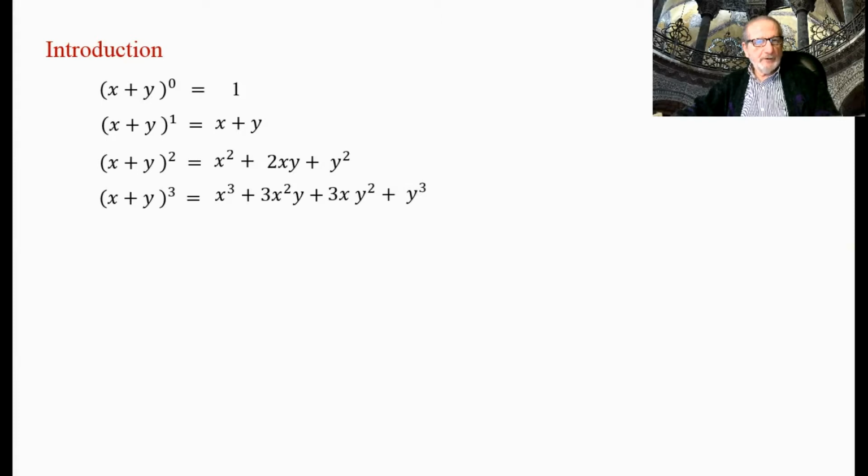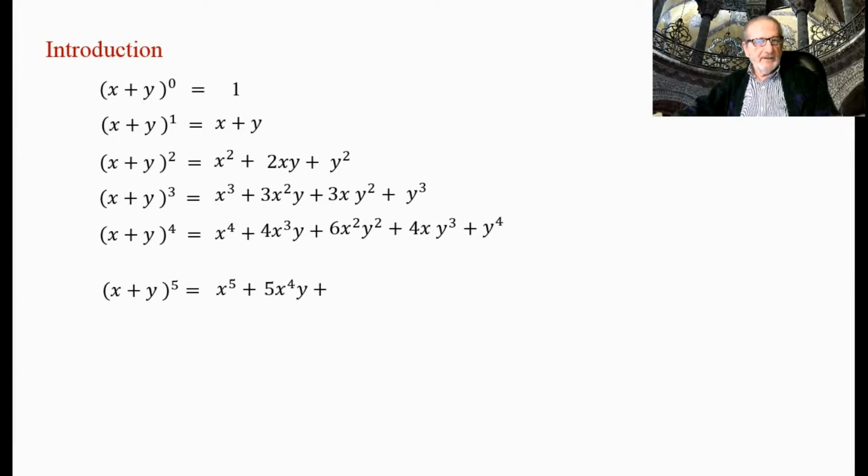I can do x plus y to the power 4 now. Easily, I can see x to the power 4, and then plus 4x cubed y, plus 6x squared y squared, plus 4xy cubed plus y to the power 4. I can do x plus y to the power 5. I get x to the power 5 plus 5x to the power 4 y plus 10x cubed y squared plus 10x squared y cubed plus 5xy to the power 4 plus y to the power 5.